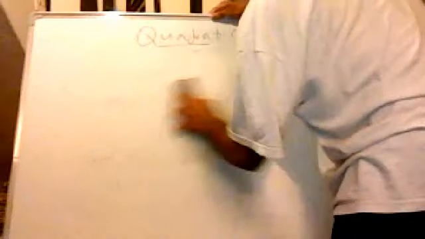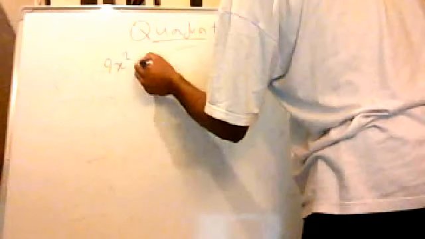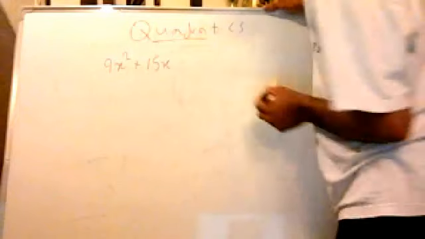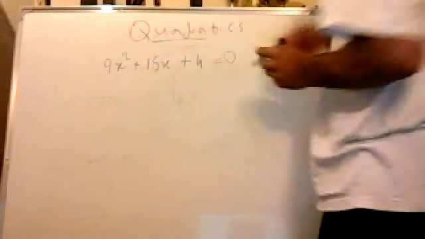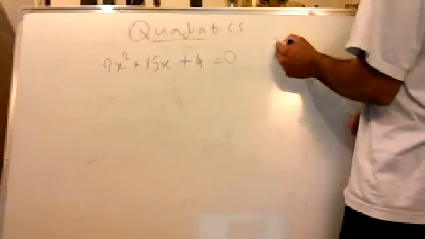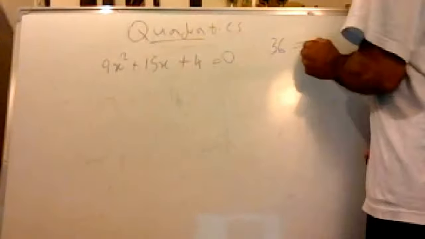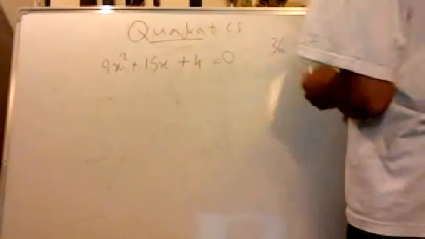Okay, so let's do a question. So let's say we have 9x squared plus 15x plus 4 equal to 0. Okay, so we have a 9 here and a 4, that will give us 36. And we need to get 15 from 36, and that will be 12 times 3, which will give you the 15. So I've got my combination.